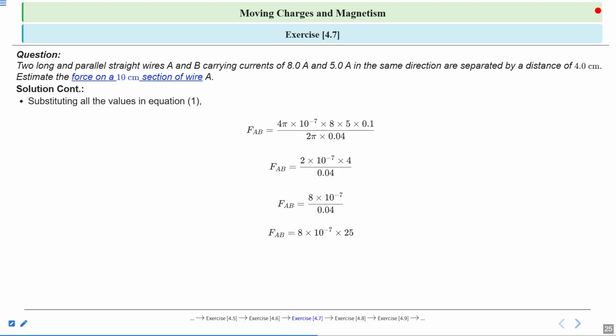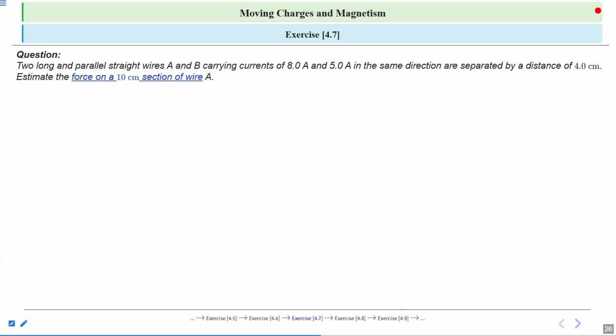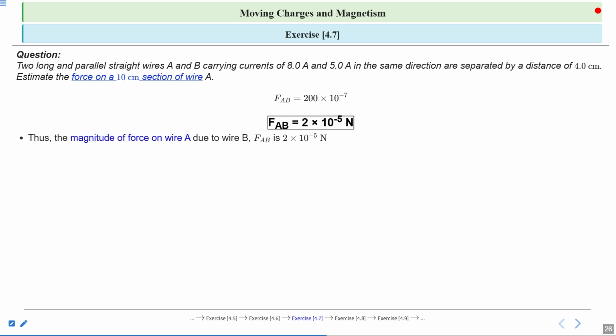So FAB equal to 8 into 10 to the power minus 7 upon 0.04. So FAB will be equal to 8 into 10 to the power minus 7, and 1 by 0.04 will be 25. So 25 into 8 will be 200. So FAB will be equal to 200 into 10 to the power minus 7. So the final answer, the force on the 10 centimeter section of wire A, is FAB equal to 2 into 10 to the power minus 5 Newton. Thus the magnitude of force on wire A due to wire B, FAB, is 2 into 10 to the power minus 5 Newton.